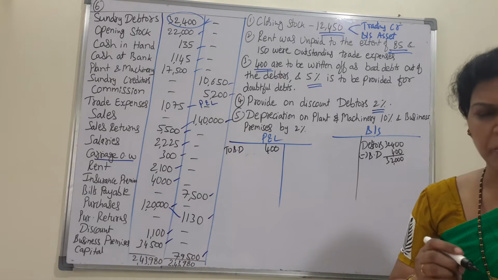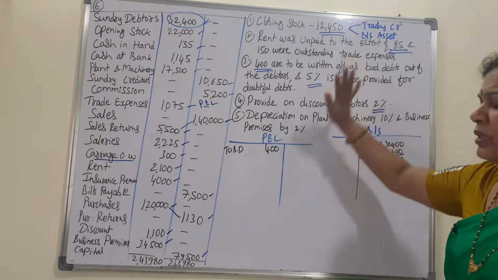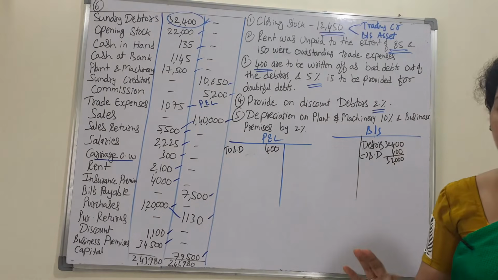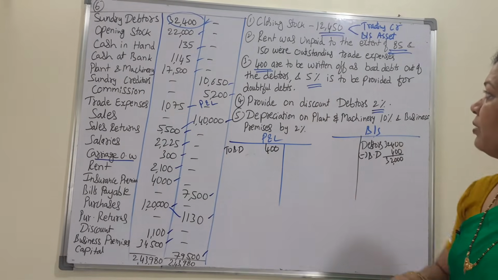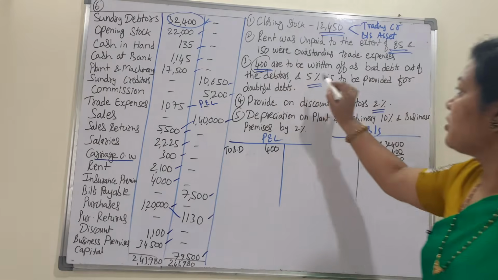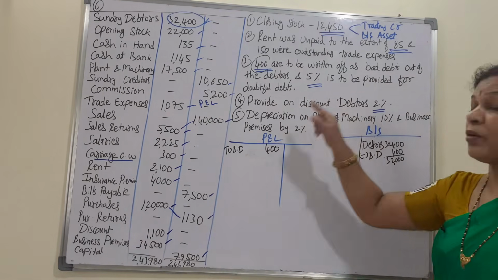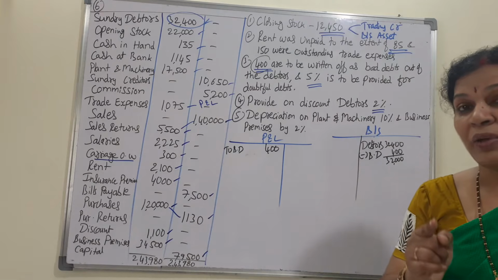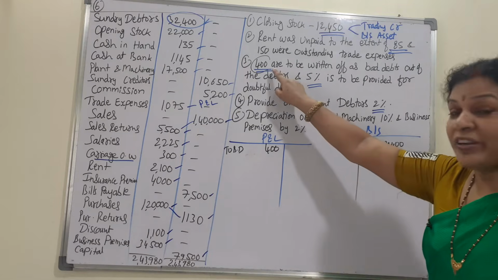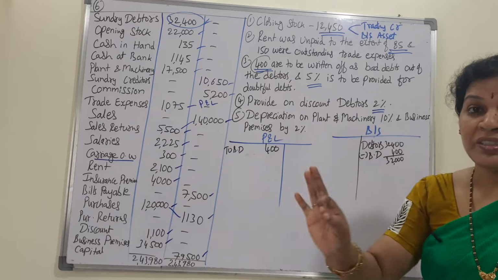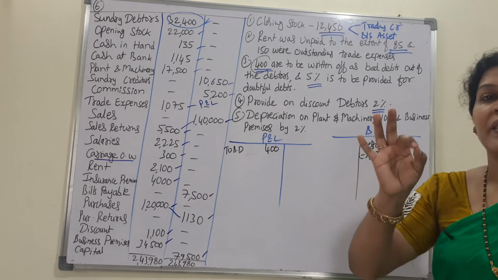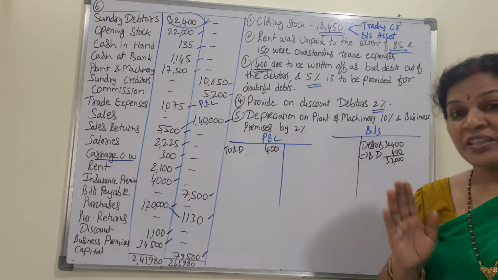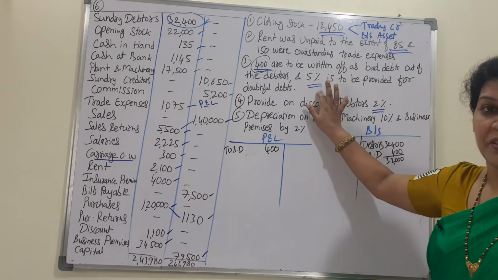Bad debts, always remember, bad debts or anything is given in the adjustment. One time P&L account debit side, another time balance sheet deduct from the debtors. This is over. Okay, 400 is over. Next, 5% is to be provided for doubtful debts. 5% is also loss. 5% is to be provided. When we are going to provide? After deducting this 400. Remember always, whenever bad debts are given, that is to be deducted from the debtors. Deduct it, then calculate 5%.